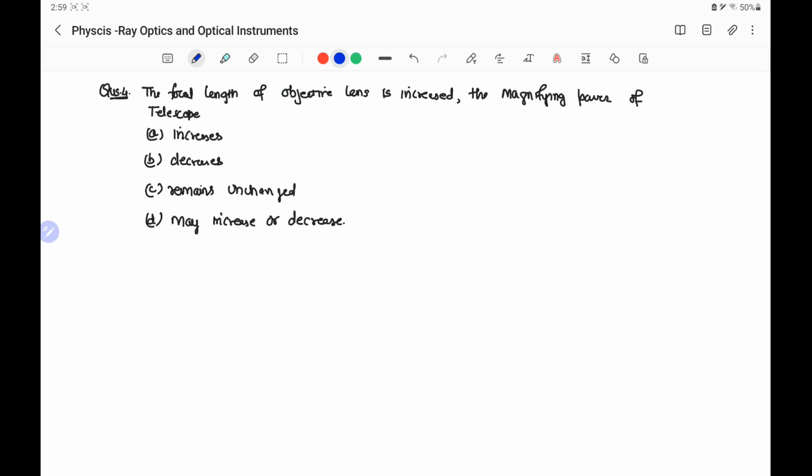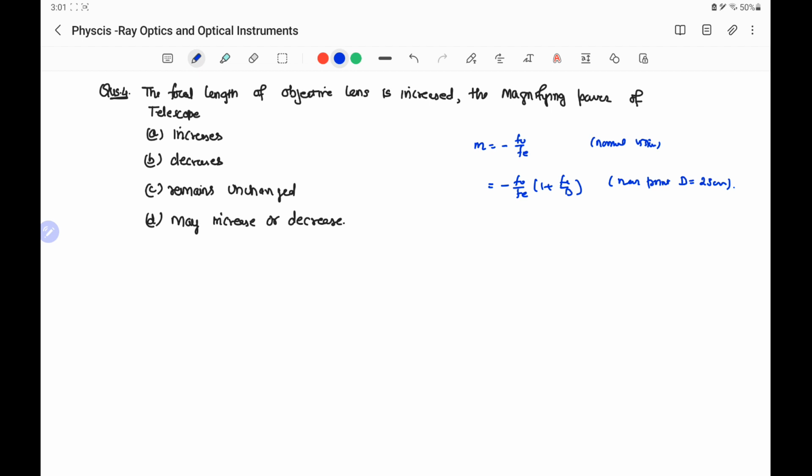Fourth question is, the focal length of objective lens is increased. The magnifying power of the telescope, options are increases, decreases, option C is remains unchanged, or may increase or decrease. We know that magnifying power of the telescope is minus f naught by Fe for normal vision, that means when image forms at infinity, or it may be minus f naught by Fe times (1 plus Fe by d) when the image is formed at the near point, that means d equal to 25 centimeter.